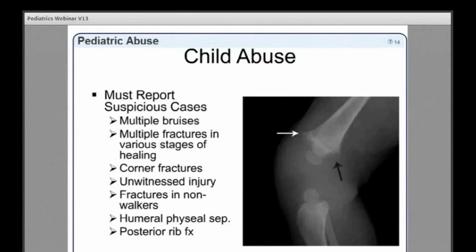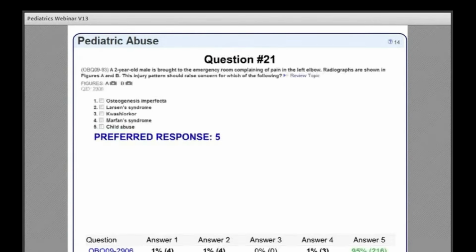Once again, it's important to recognize the injuries that are associated with child abuse, including the ones that we talked about. You also have to be aware of humeral physeal separation as well as posterior rib fractures, in addition to the ones that we talked about the last topic. So once again, a 2-year-old is brought to the emergency room with pain in the elbow. Radiographs show a distal humeral physeal separation, and this should raise concerns for child abuse, which is number 5.